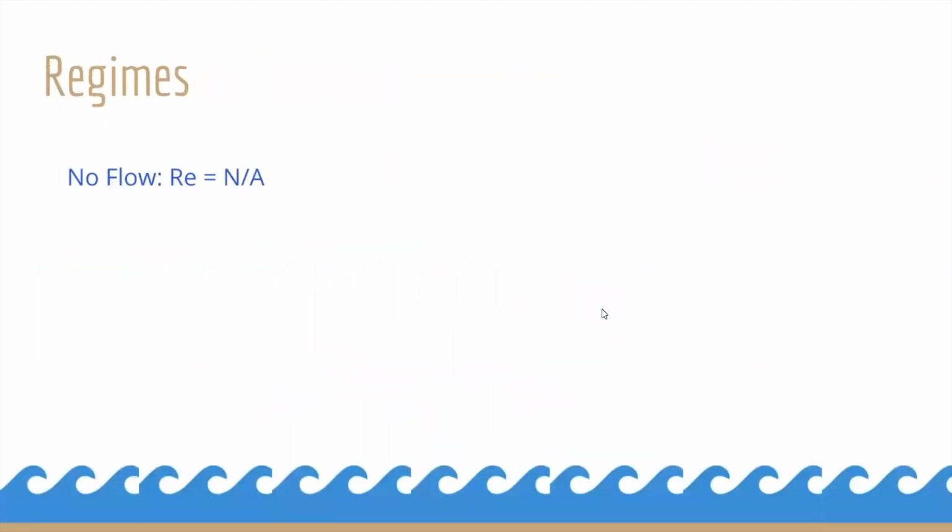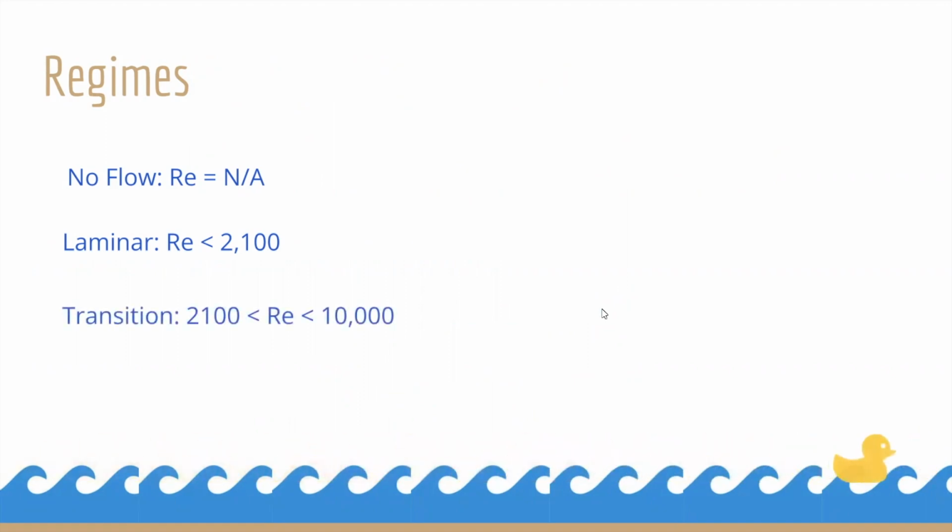The first regime of flow is no flow, where the fluid has no velocity. The second regime of flow is laminar flow, where the Reynolds number has to be less than 2,100. The third regime of flow is transition flow, where the Reynolds number has to be between 2,100 and 10,000. And the fourth case is turbulent flow, where the Reynolds number has to be greater than 10,000.